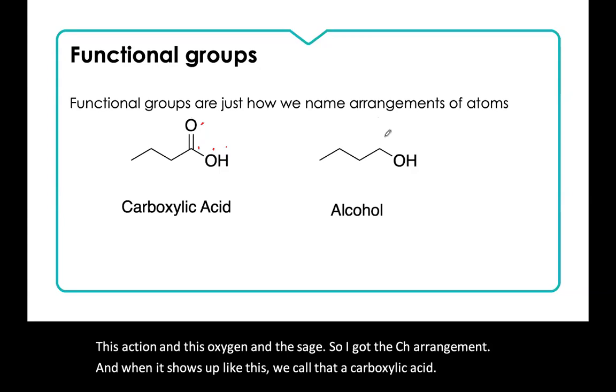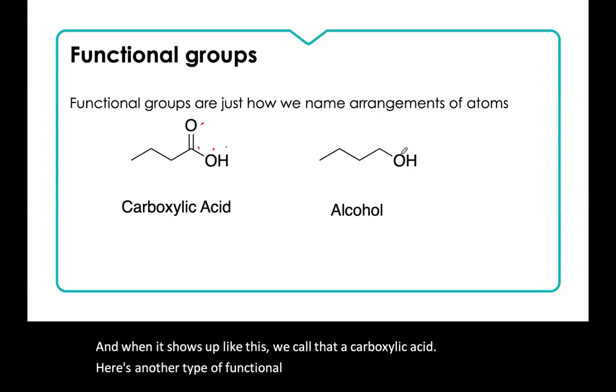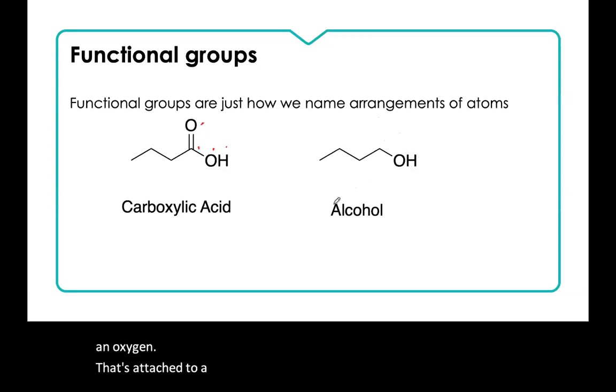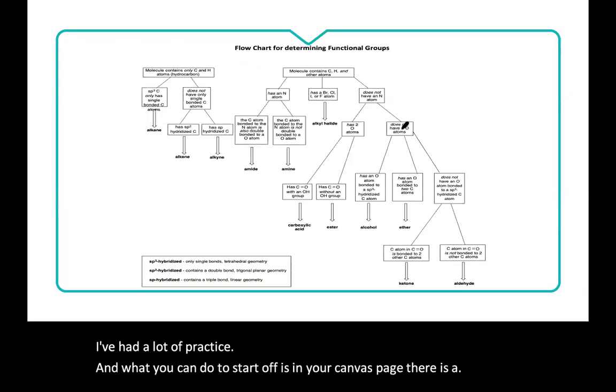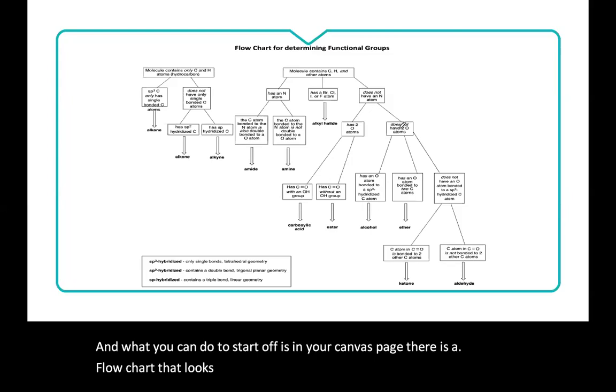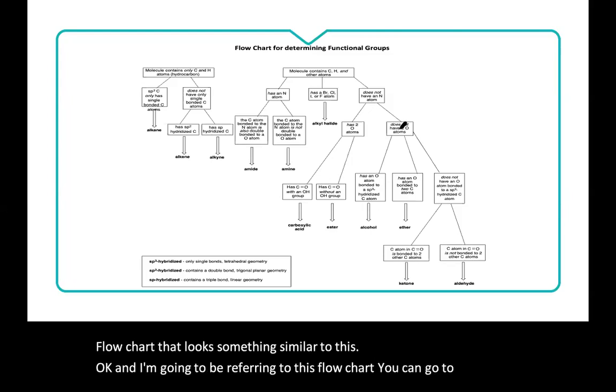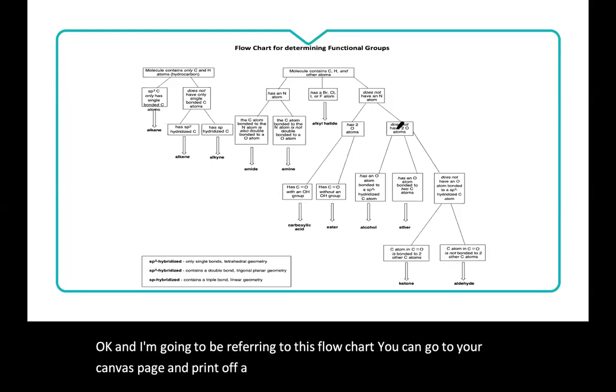Here's another type of functional group where I have a carbon attached to an oxygen that's attached to a hydrogen. That's called an alcohol. So how am I figuring these things out? Well, I've had a lot of practice, and what you can do to start off is in your Canvas page, there is a flow chart that looks something similar to this. Okay, and I'm going to be referring to this flow chart. You can go to your Canvas page and print off a copy or have it up while we're going through this.